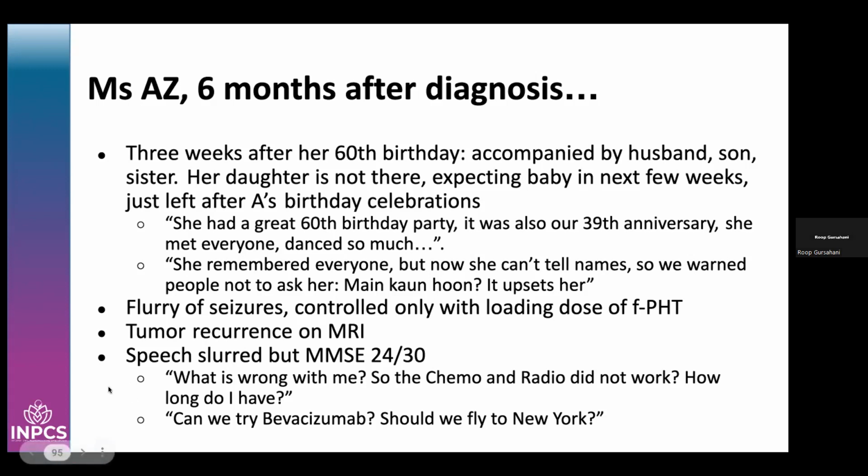So when she came in, again, she wanted to know. Her speech was slurred, but her cognitive function was not too bad. 24 is at the cutoff for dementia. So she wanted to know what is wrong with me, how long do I have, and the husband and the sister wanted to know whether we can try other treatments.